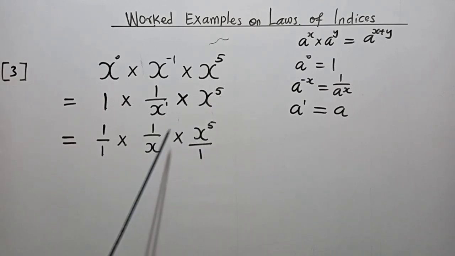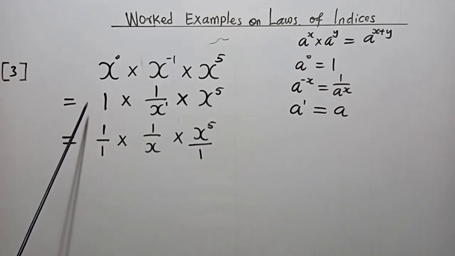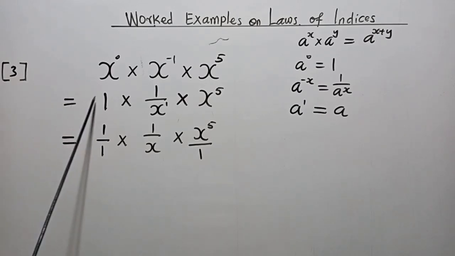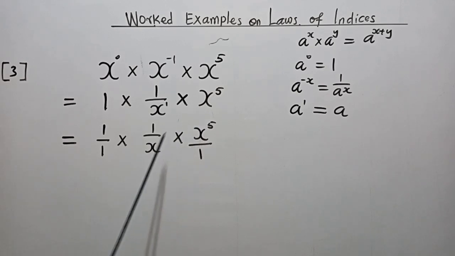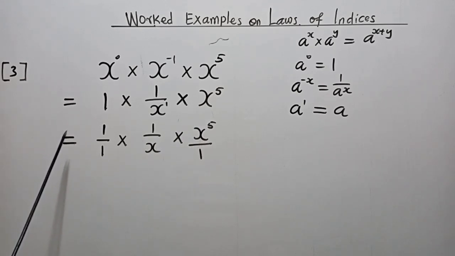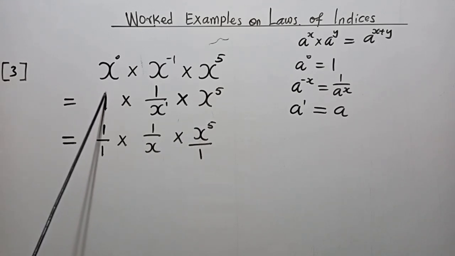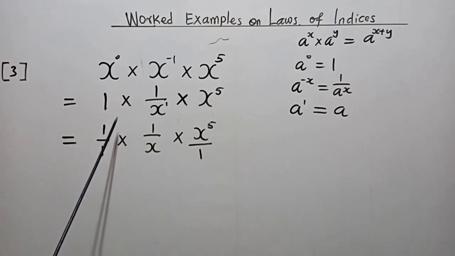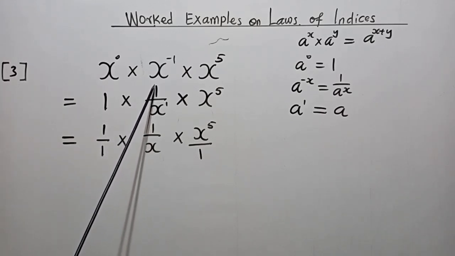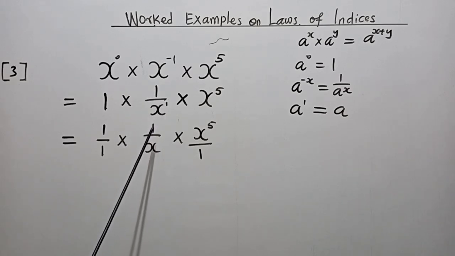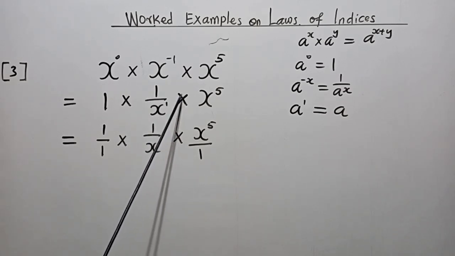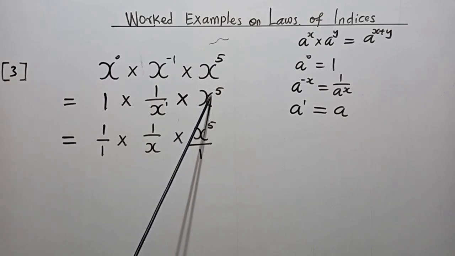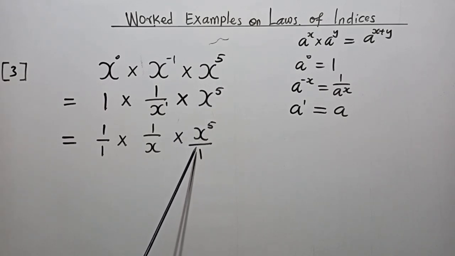What is next? I intend to use the law of multiplying fractions to simplify this line of action to give rise to the next line. That takes us to this 1 given as 1 over 1, times, the times is still there, 1 over x to the power 1, x to the power 1 is still x, then this sign is still here, then x to the power 5 is x to the power 5 over 1.